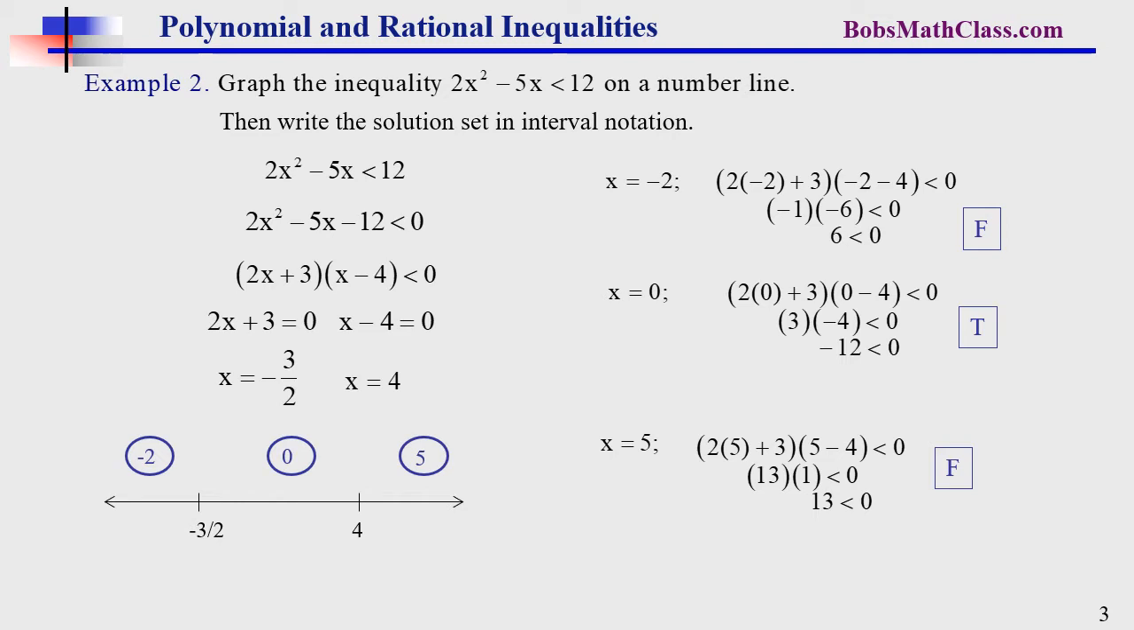Okay, so it's going to go false, true, false. Shade the true. Which one is true? Right in the middle. So shade the middle. And then are we going to use brackets or parentheses? Yeah, it's a less than. There's no equal sign. So this one will be parentheses. Now we'll write that in interval notation. So there's our answer. Parentheses, -3/2 to 4. Close parentheses.